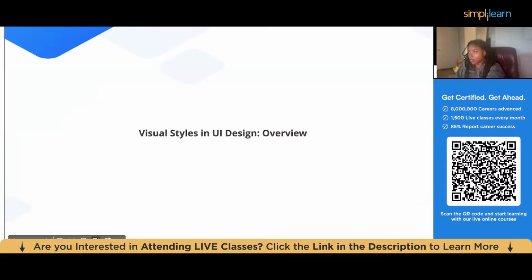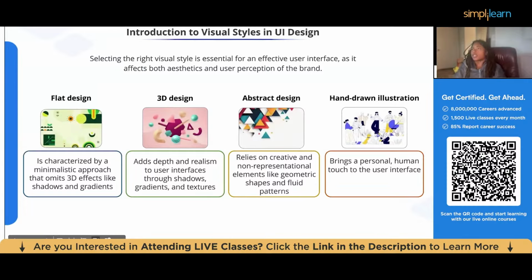Now we're going to go over the overview of that. An introduction to visual styles in UI design. Start by selecting the right visual style, as it is essential for an effective user interface. It also affects both aesthetics and user perception of the brand. First example of that is you have flat design. And to zoom in a little bit here, I don't know if you can see that a little bit larger now.